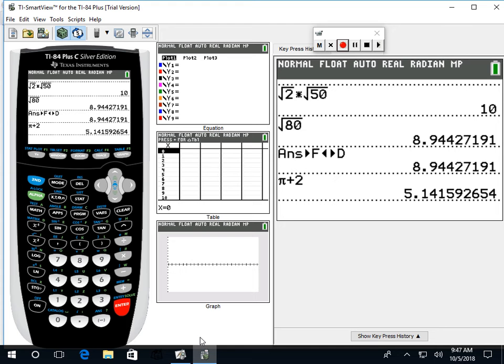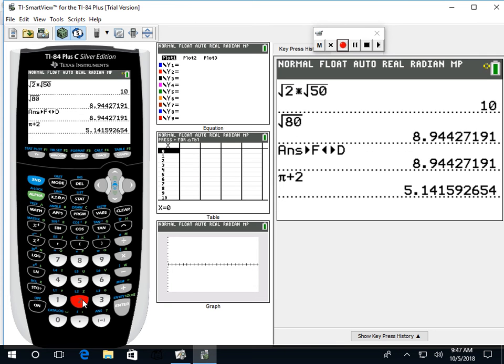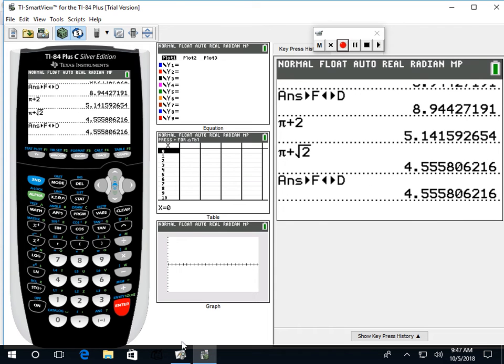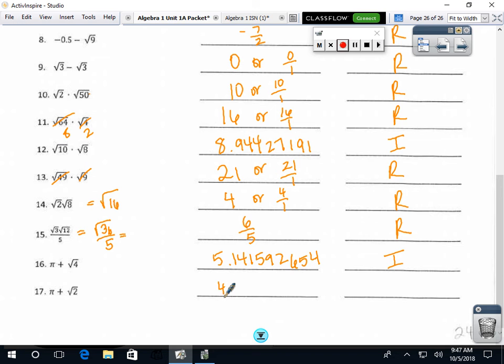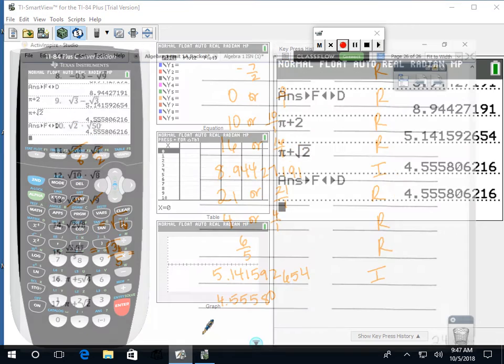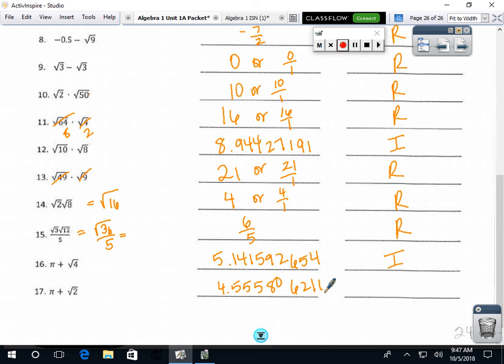And then pi plus the square root of 2 is that, and that also will not become a fraction because it has a pi in it. 4.555806216. So that's irrational. Okay?